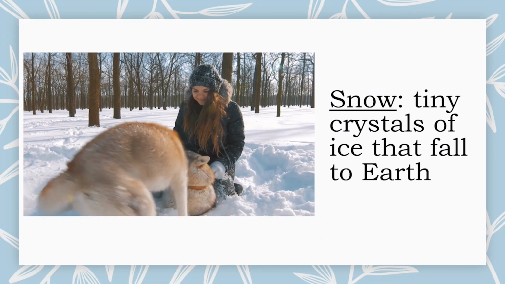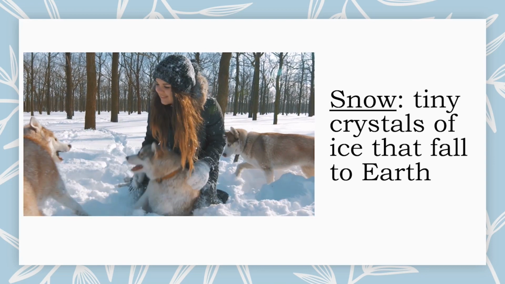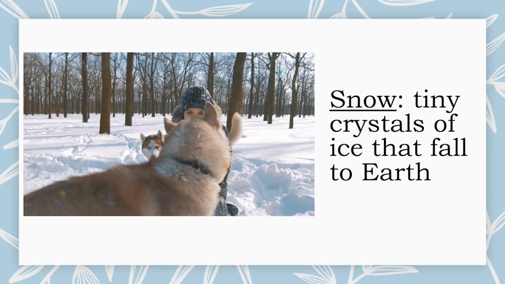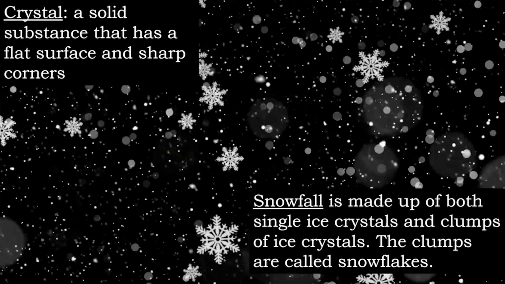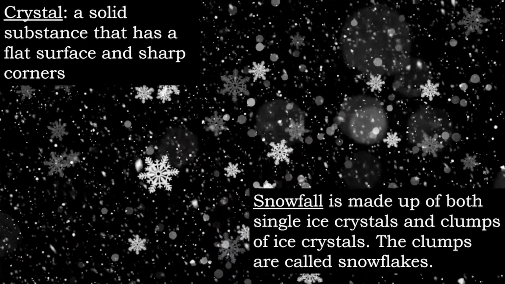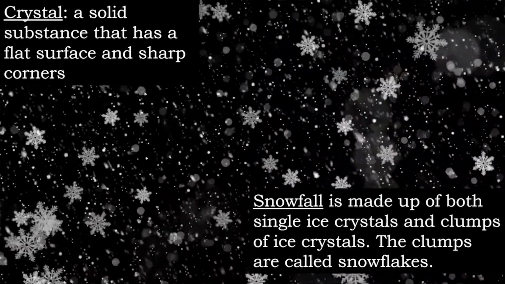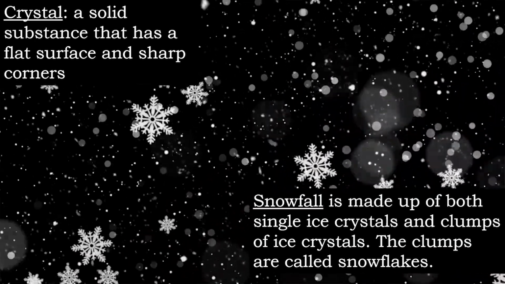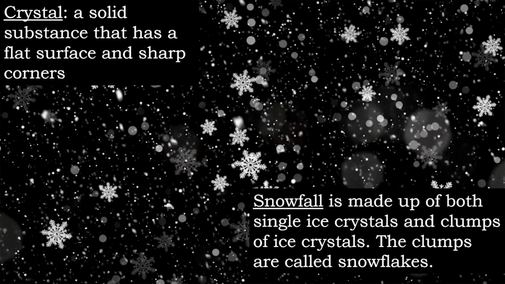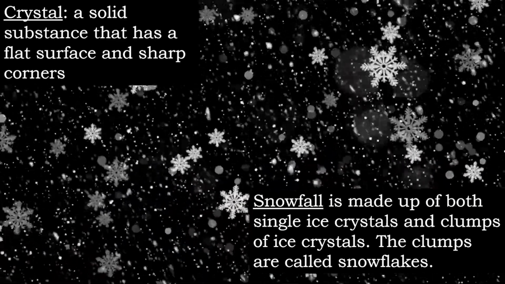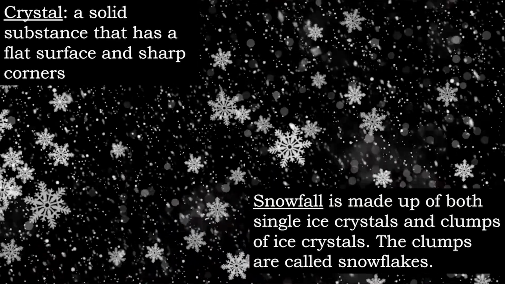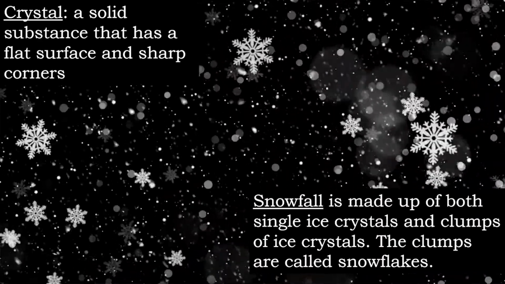We all know what snow is too. Snow is just tiny crystals of ice that fall to Earth. A crystal is a solid substance that has a flat surface and sharp corners. Snowfall is made up of both single ice crystals and clumps of ice crystals. The clumps are called snowflakes. And fun fact, no two snowflakes are alike.